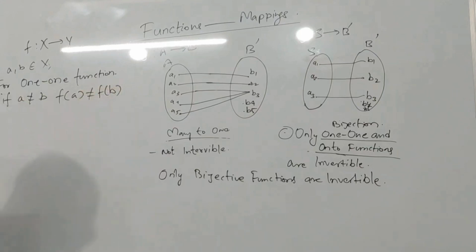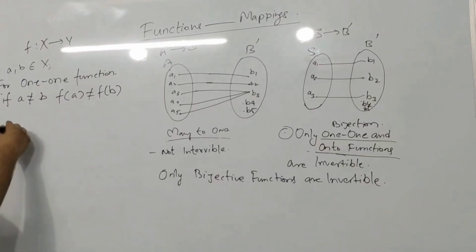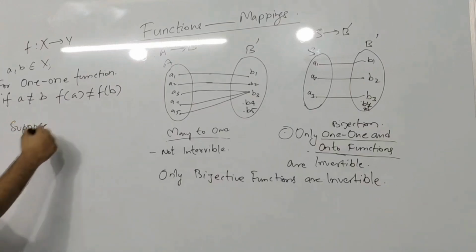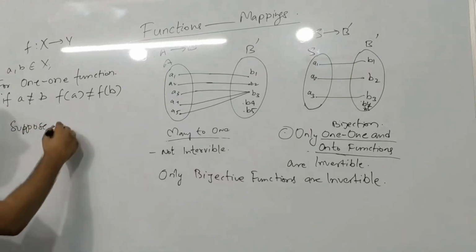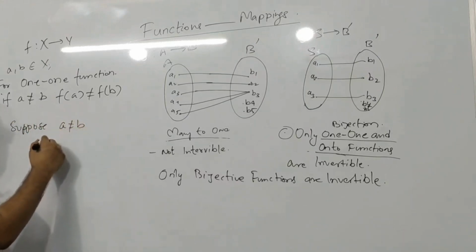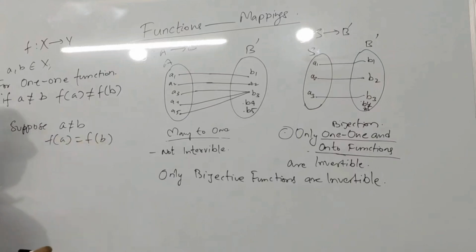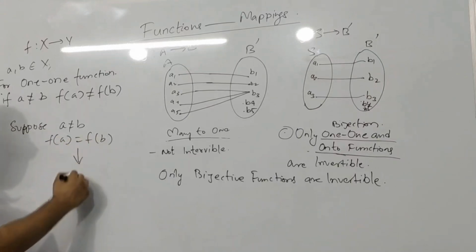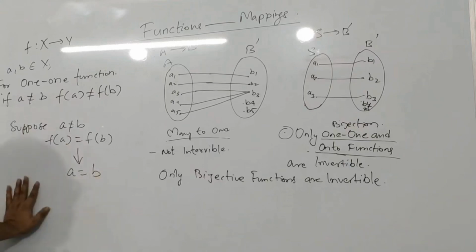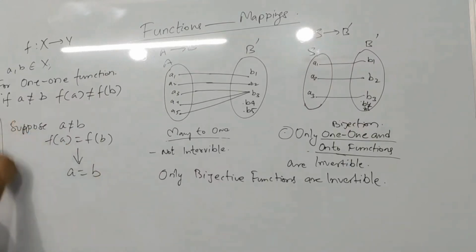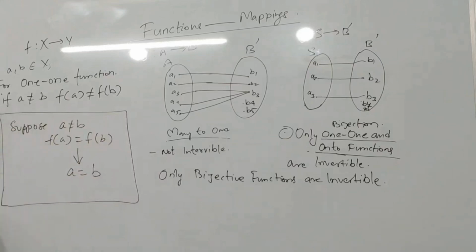Right? So how do you prove a function to be a one-one function? You take any two arbitrary elements and you assume them to be different. Suppose a is not equal to b, and you try to show that f of a is not equal to f of b. Then solving this will ultimately give you what? That a is equal to b. If this happens, it means the function is one-one.